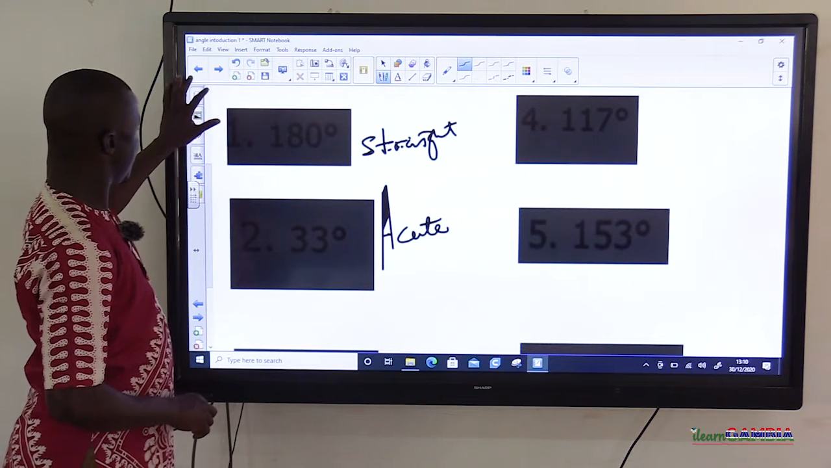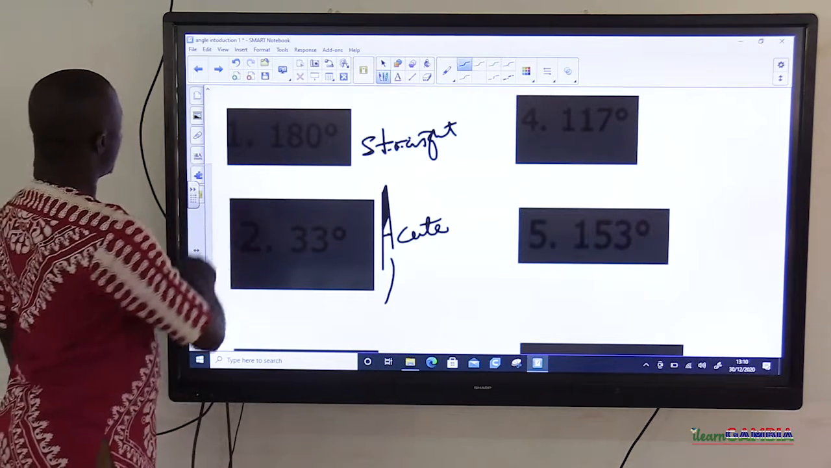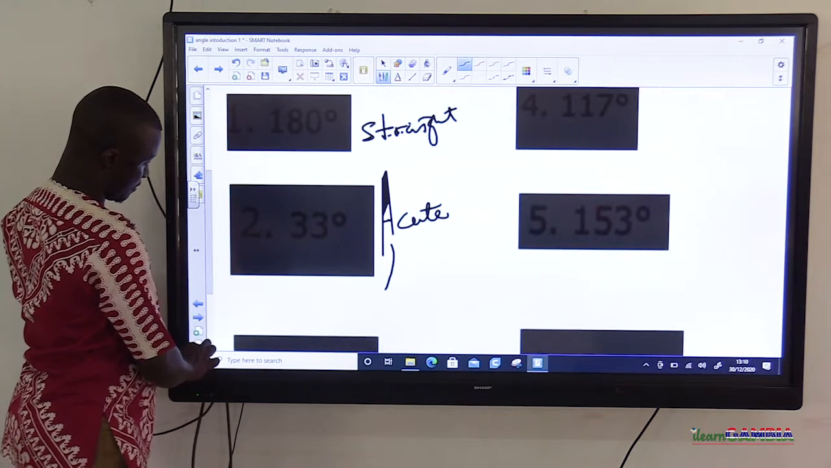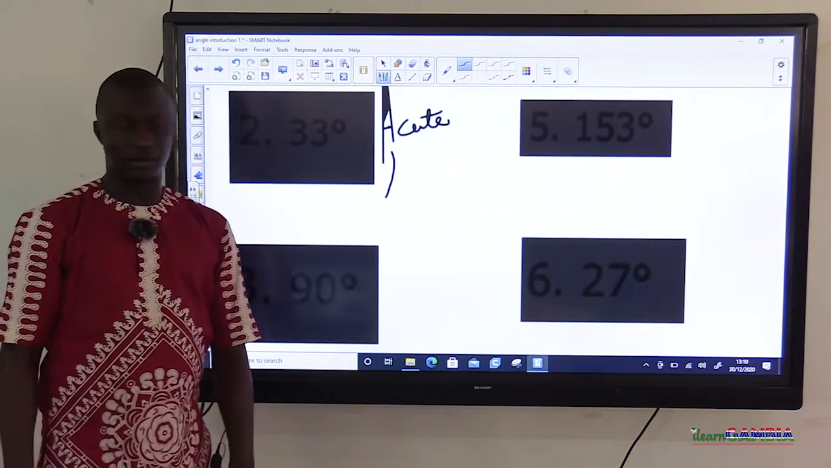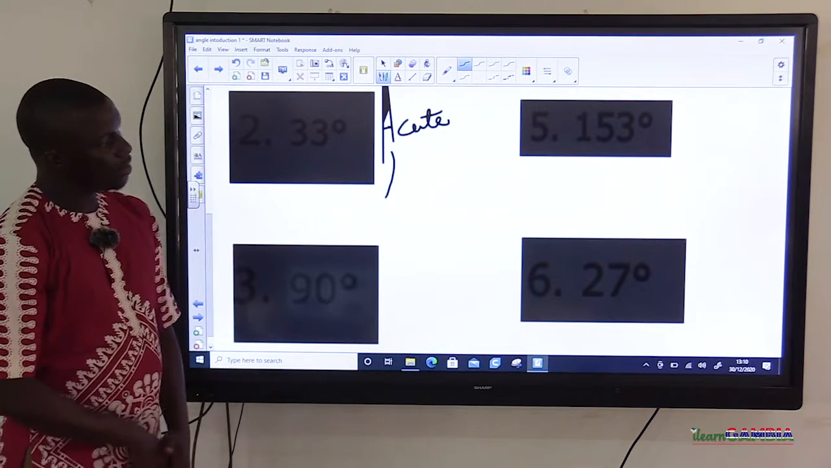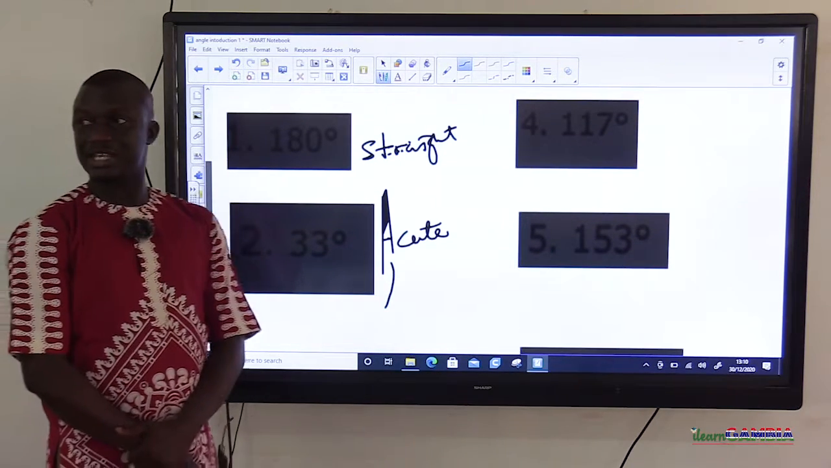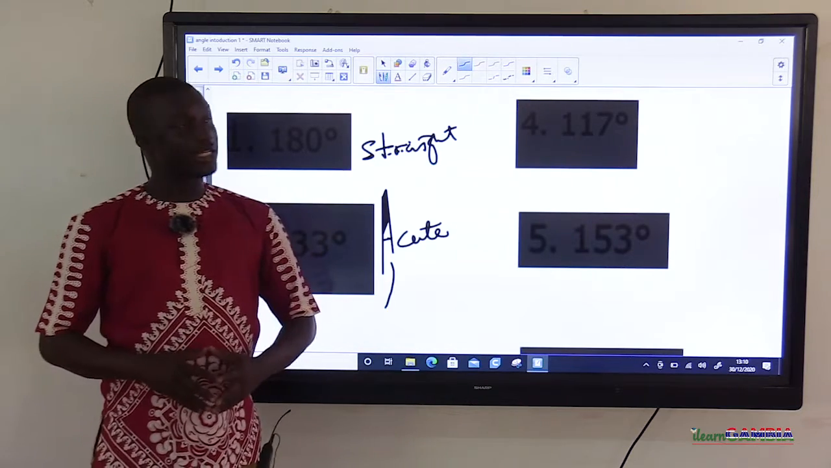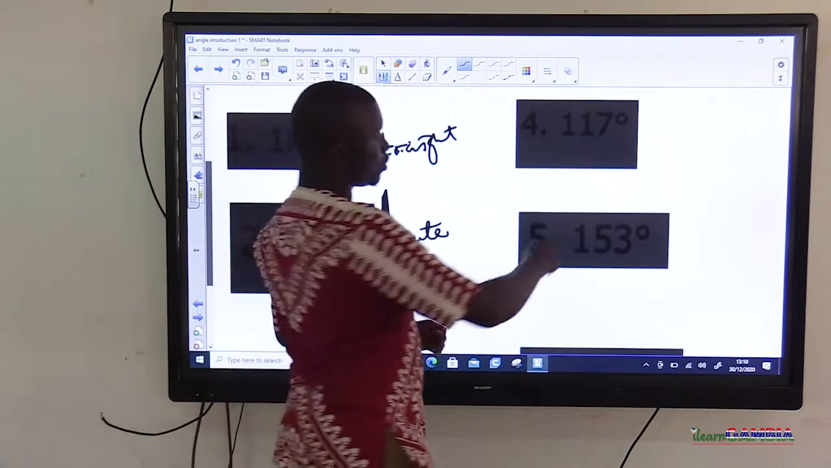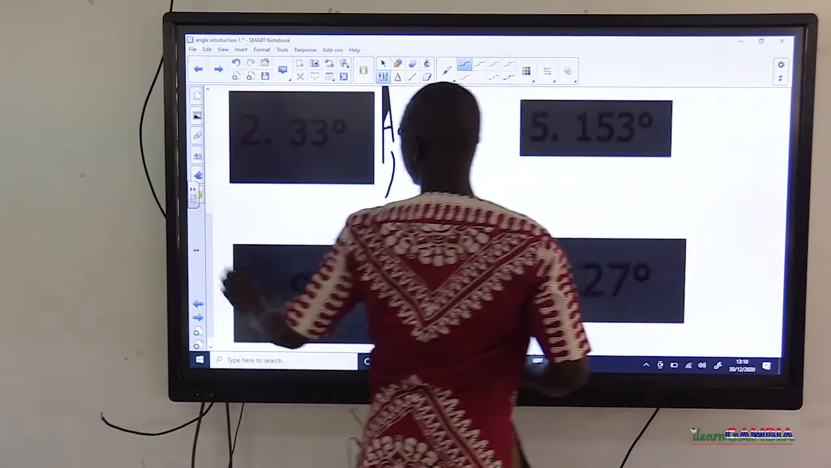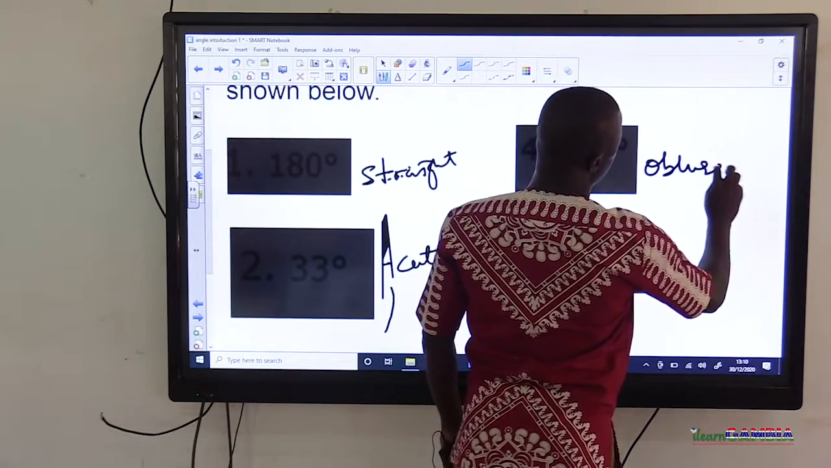Number 3 is 90 degrees, and that is a right angle. Right angles measure 90 degrees. For number 4 we have 177, which is more than 90 but less than 180. So therefore, that qualifies to be an obtuse angle. This is an obtuse angle.